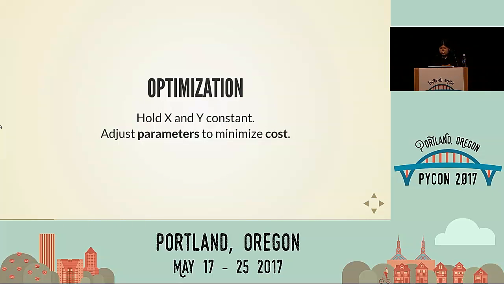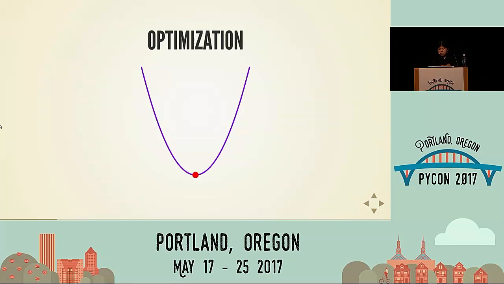Now, we need to actually find the parameters that give us the best fit. In other words, we want to hold X and Y constant and adjust our parameters to minimize the cost. Each set of parameters will yield a cost. So we can plot cost against parameter values. So the x-axis here is parameter values, y-axis is the cost. Our goal in optimization is to find the parameters that correspond to that lowest point.